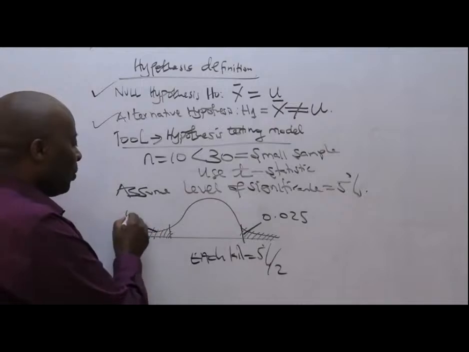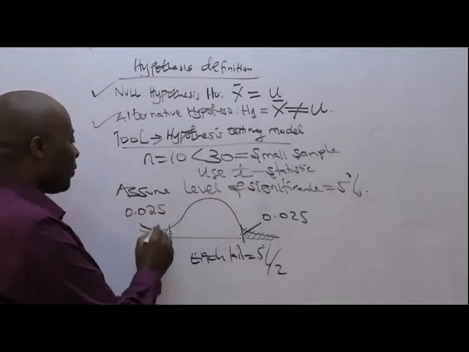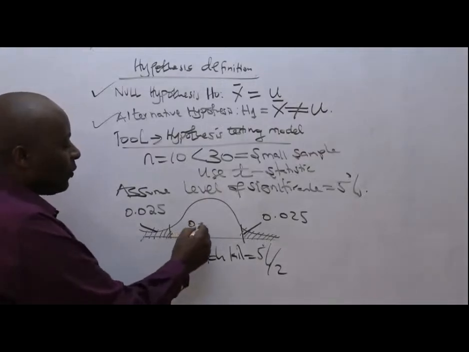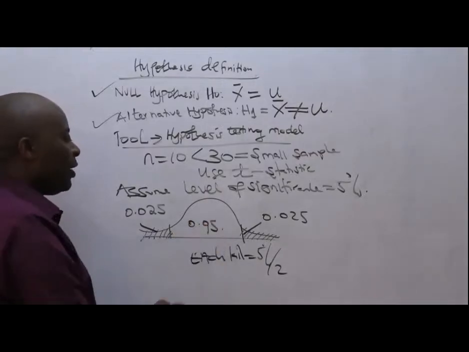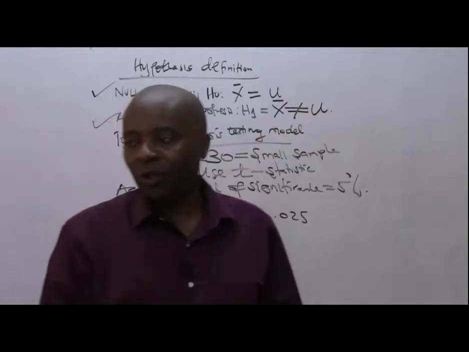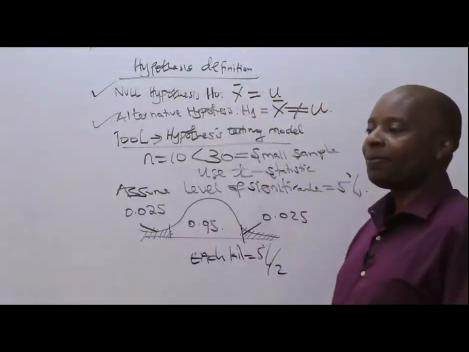0.025. This one here will be 0.025, like that. And of course, in between here we'll have 0.95, given that the total area must be 100%.